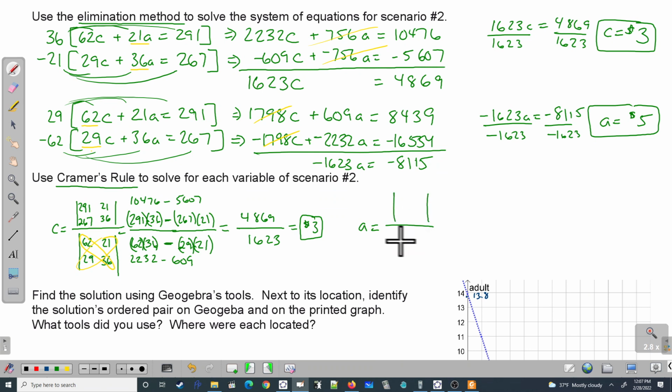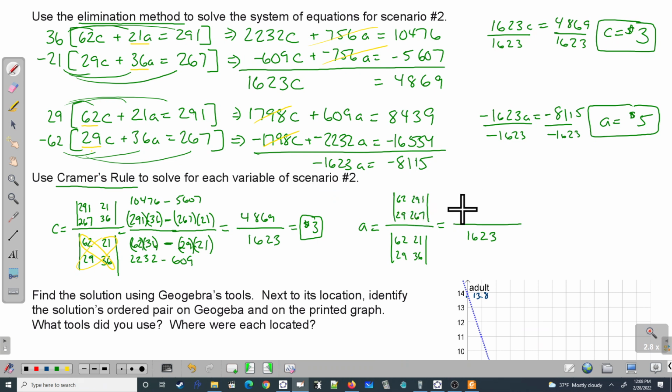will do the adult. This one I'm just going to move a little faster on because the denominator is the same, so 62, 29, 21, and 36. I would expect them to at least show some of the same calculations, but make sure you at least include the 1623. If you're going to solve for the A's, replace the A coefficients, 21 and 39, with the 291 and the 267.